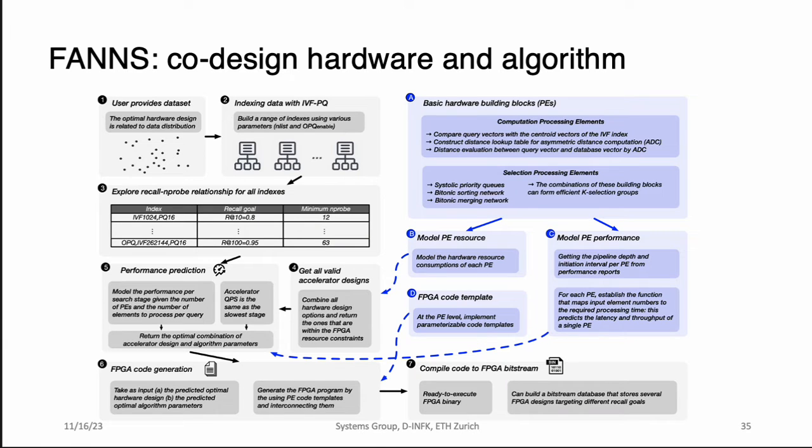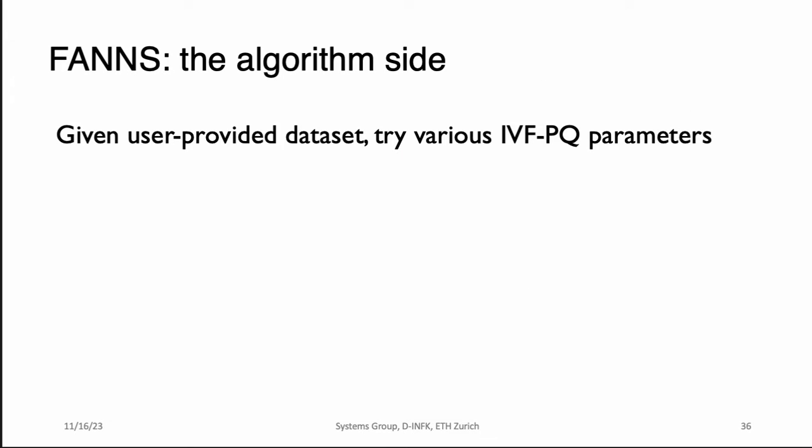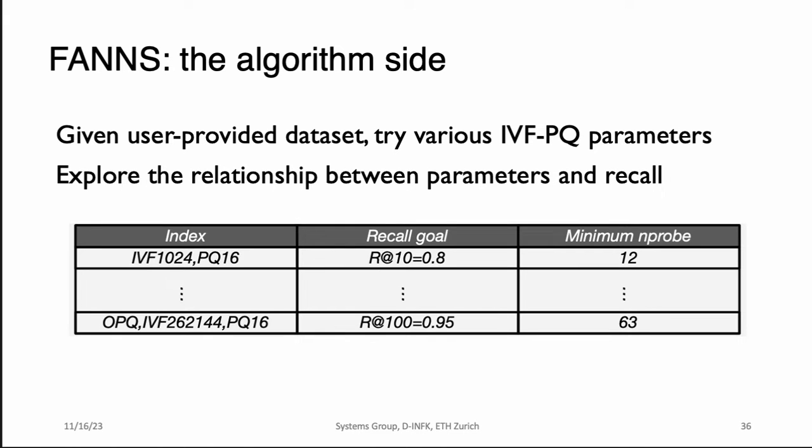Here shows you a high-level overview of the FANS workflow, which is quite complex, but I'm going to show you how we do it step by step. So first, on the algorithm side, given the user-provided dataset, we want to try out different IVF-PQ parameters. Essentially, we want to explore the relationship between parameters and recall.